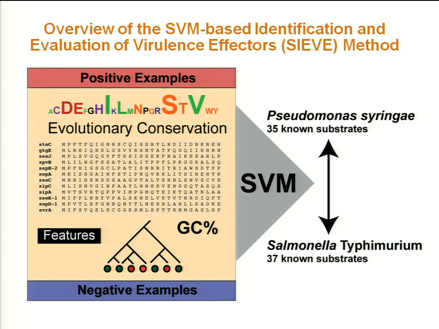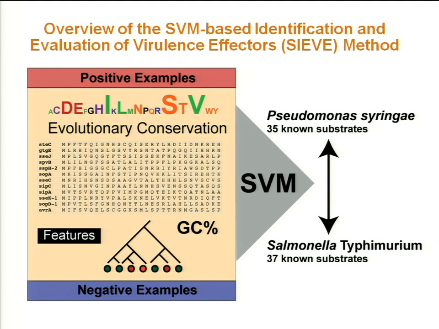We focused on two organisms in terms of the paper. Salmonella Typhimurium, which I've mentioned, has a fairly well-characterized repertoire of secreted effectors, 37 plus or minus. Pseudomonas syringae is a distantly related plant pathogen. It's also a gram-negative bacteria, has a type 3 secretion system. It has a very nice system for identifying secreted effectors, so it also has a very large repertoire. The strain that we used, we had about 35 known secreted effectors. We used those as the positive examples for our training. For our negative examples, we used everything else in each genome.